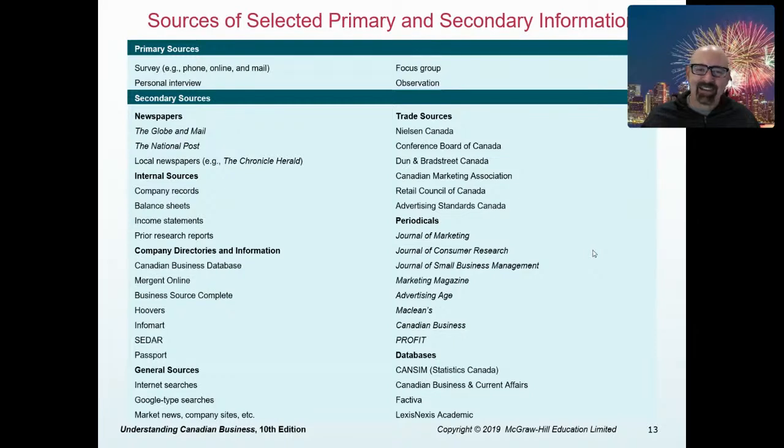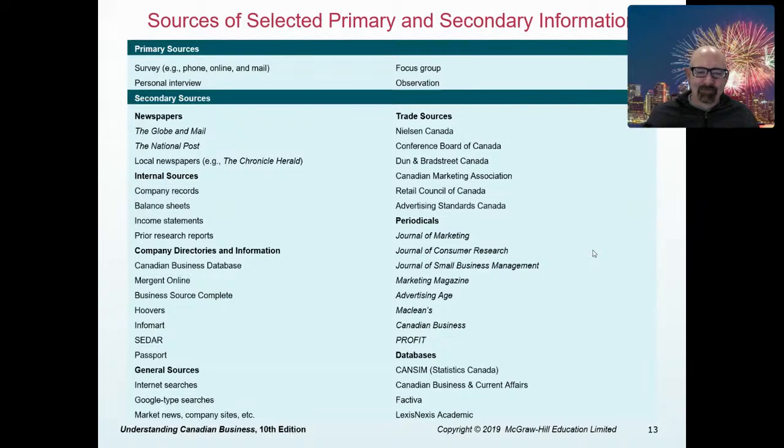Secondary sources are everywhere, right? Newspapers, information we already have inside of our company, internal sources, all kinds of public directories. Some we have to pay for, some we don't. We can go to trade sources, right? We can look at those places that do research on trade and investment and things that we might get access to. We can look in journals: marketing, consumer resource, small business management, the Journal of Ramen. I don't know if there's a Journal of Ramen, but maybe there is.